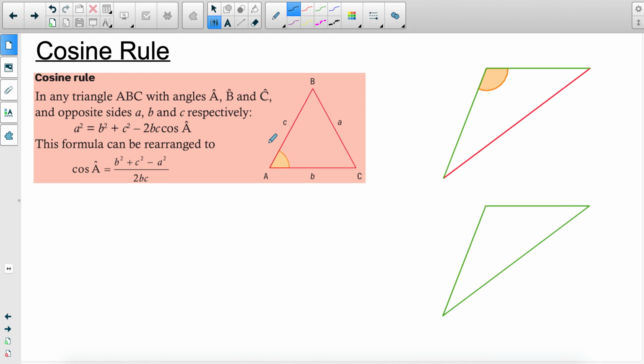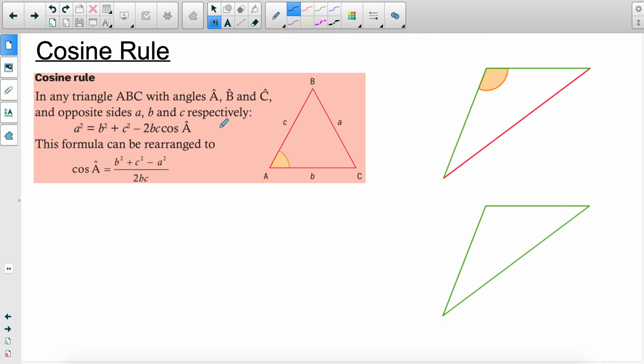So again, just recalling why we use the cosine and the sine rule. We use them for any triangle, so it doesn't have to be a right angle triangle. We can only use the trigonometric ratios, SOHCAHTOA, if you have a right angle triangle. In this case, we can use these for any triangle.